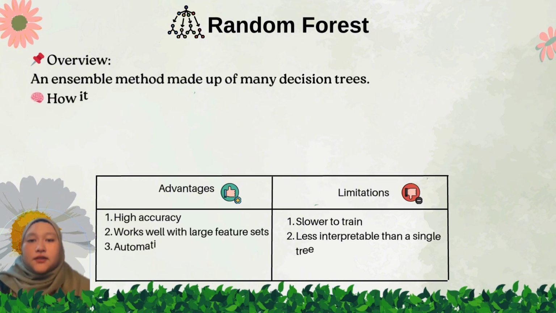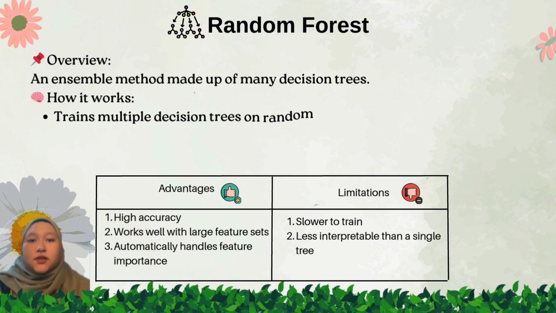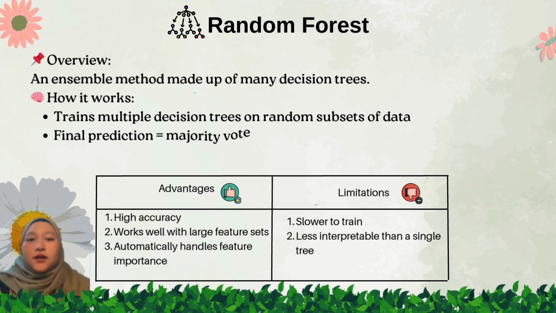The random forest is an ensemble method made up of many decision trees. How does it work? The random forest trains multiple decision trees on random subsets of the data. The final prediction equals the majority vote for classification.